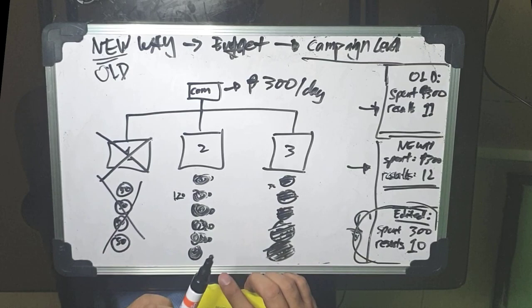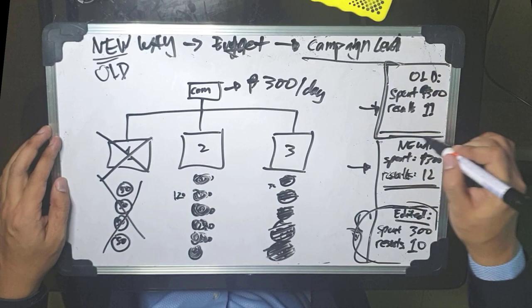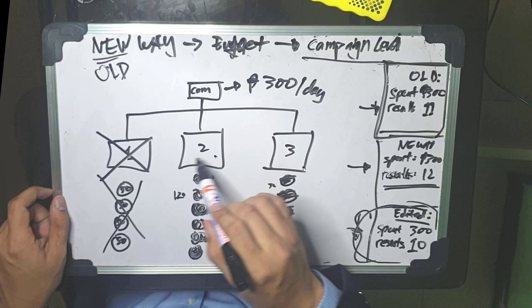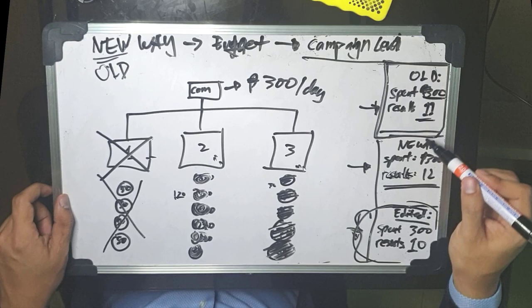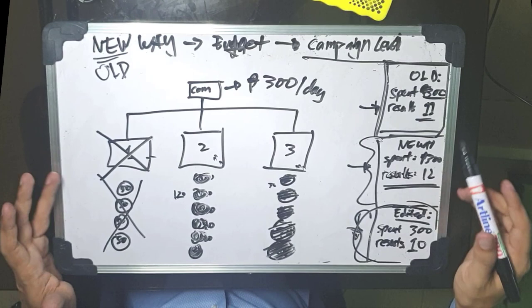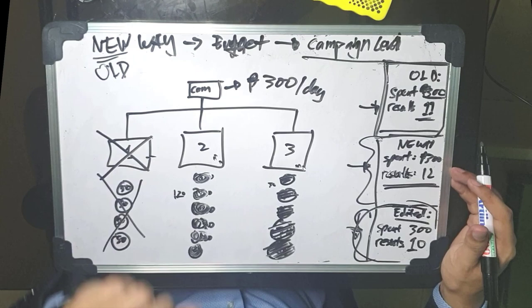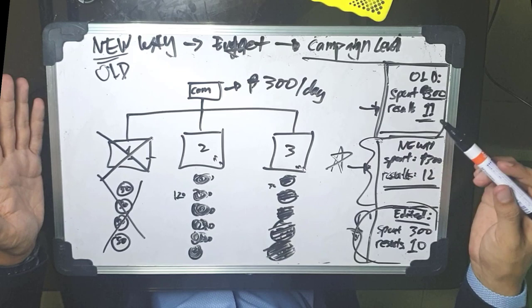I hope you understand our three scenarios here. Ang first scenario natin is the old way wherein our control was on the ad set level. And on the ad set level, we got 11 results with our 300 spent. And dito naman, this is our second scenario wherein we did campaign budget optimization and we let Facebook do the magic. So, si Facebook nang bahala, ang artificial intelligence ni Facebook, and we got 12 results.